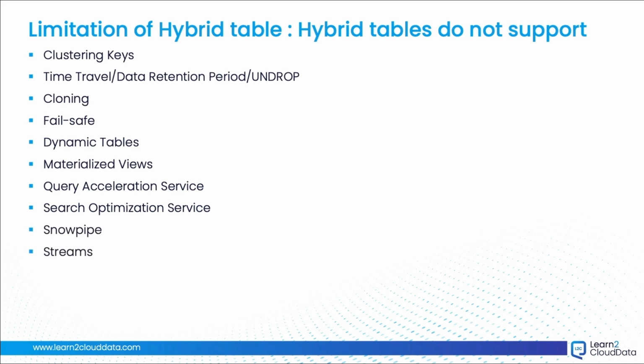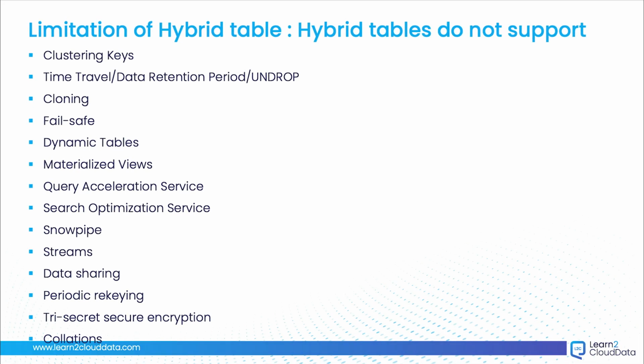Data ingestion using Snowpipe or creating of a stream on hybrid tables is not supported. We cannot use hybrid tables and add it to a share. Periodic rekeying and tri-secret encryption, which are encryption-related services, is not supported in hybrid tables. Collation support is also absent for hybrid tables. In the future, Snowflake might add support for some of these unavailable features, but for now, these are the limitations that we need to work with.